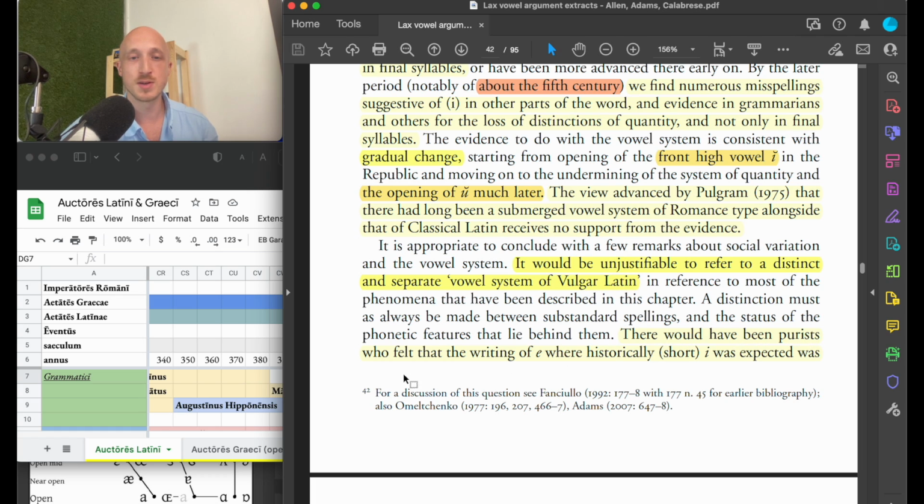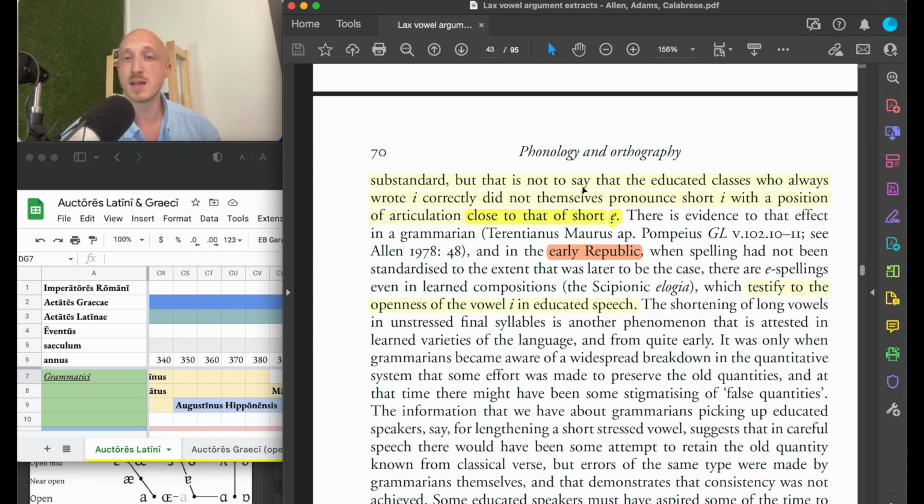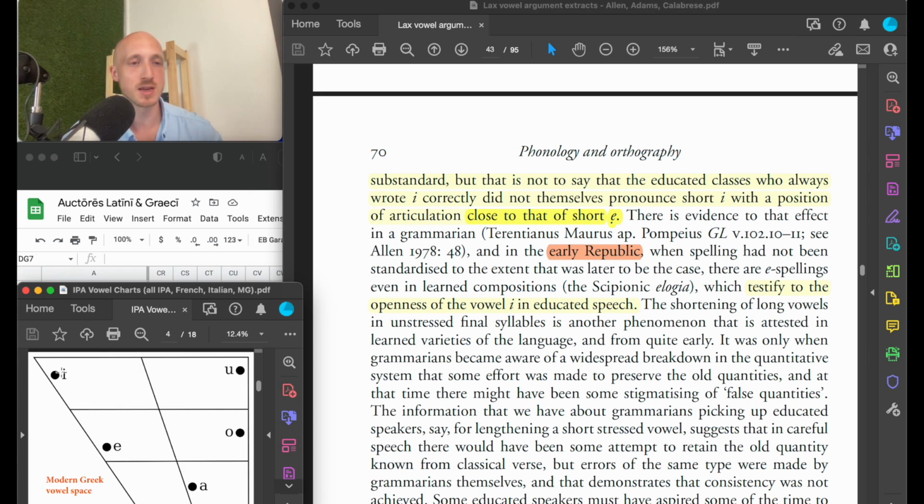There would have been purists who felt that the writing of E, where historically short E was expected, was substandard. But that is not to say that the educated classes who always wrote E correctly did not themselves pronounce short E with a position of articulation close to that of short E, which of course doesn't really exist as a grapheme. It would just be an alteration of the vowel sound. It would be the modern Greek vowel sound, where this E is often going to sound like E. It's going to lower E.